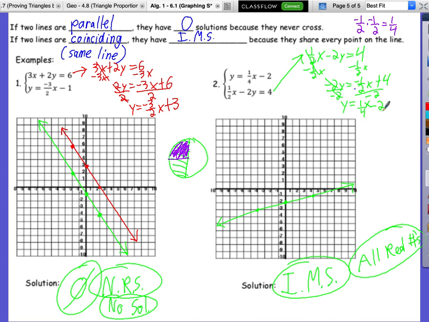Did these have the same y-intercept? No. This one had a y-intercept of +3. This one had a y-intercept of -1. They were going to be different. So if you can tell without graphing, awesome. But if you need to graph, go ahead and graph.